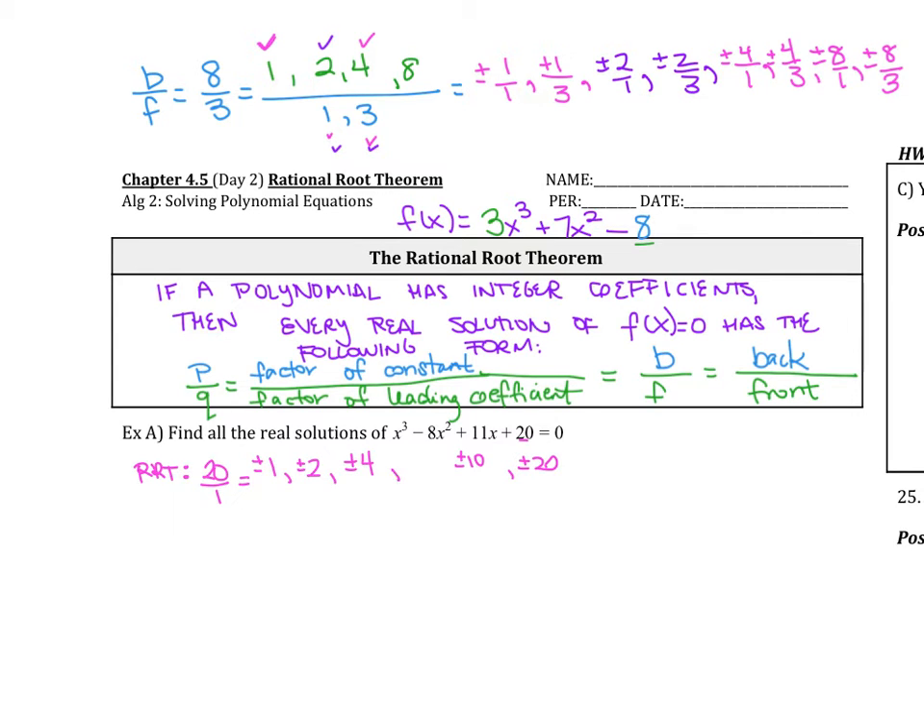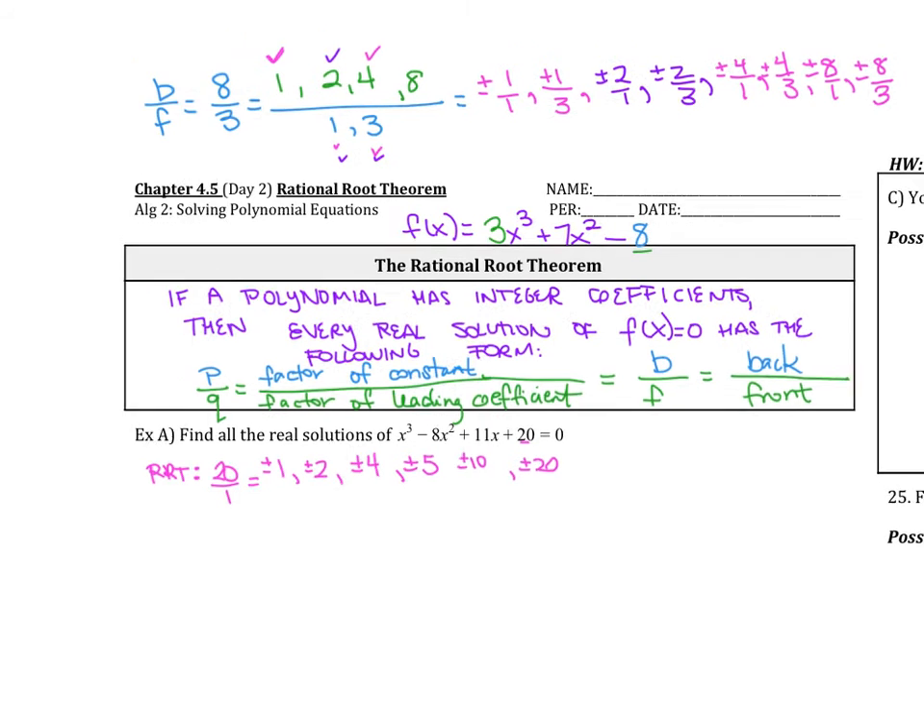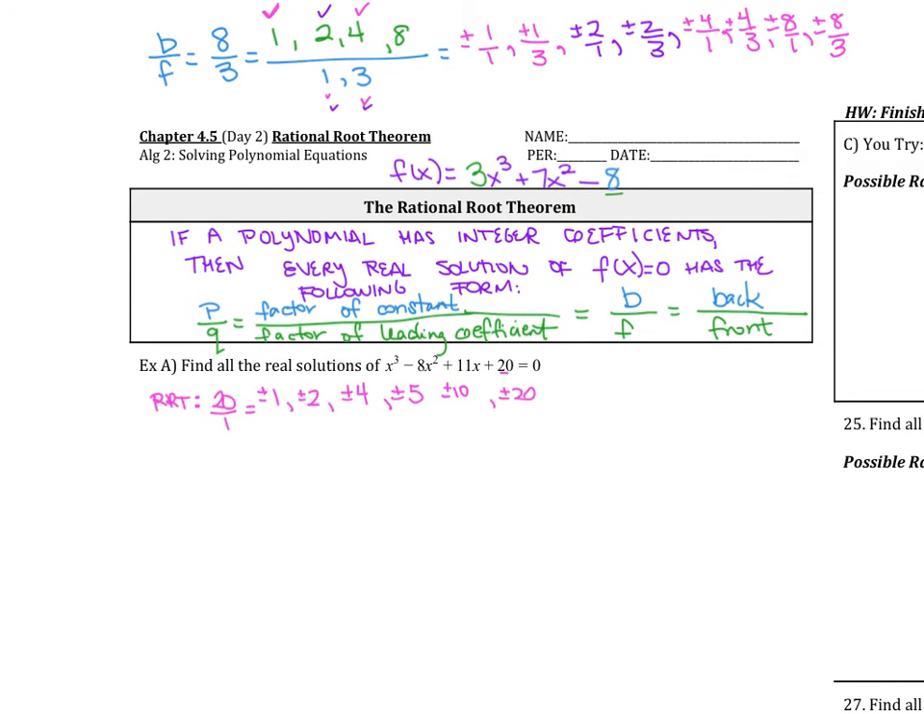4 times 5 is 20. And I know they're right next to each other because then I just go to 5 and 4. 5 times 4 is 20, so then I can stop. So these are all the possible values that could go into the above polynomial.